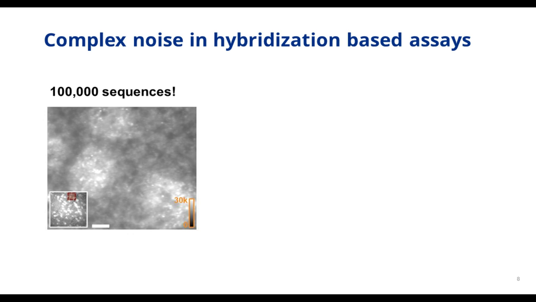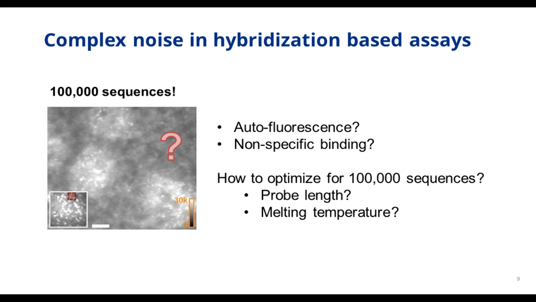Then when we stain our samples, what do we see? We see an image like this. It's a zoom in, maybe showing a cell region, and we see some diffraction limited spots, but it also has a lot of noise. And we wonder where these signals are coming from. Are they real RNA, or are they from tissue autofluorescence, or due to non-specific binding?